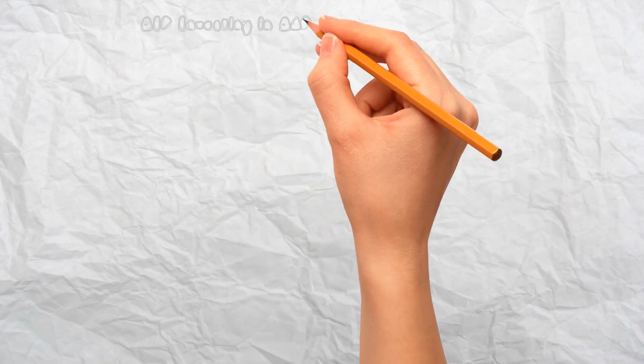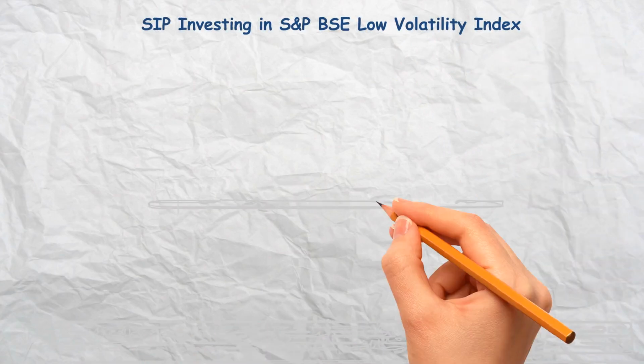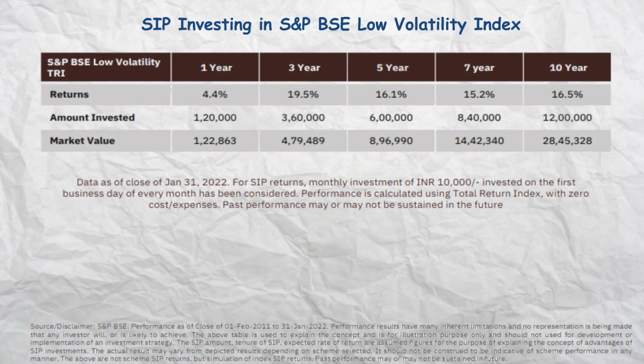Let's check how SIP investing would have performed in this index. A SIP of 10,000 monthly for 10 years would result in an accumulated principal of 12 lakhs. Towards the end of 12 years, the market value of the fund would be approximately 28.4 lakhs.